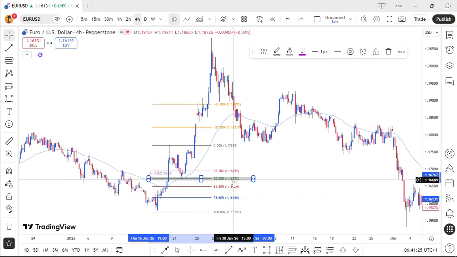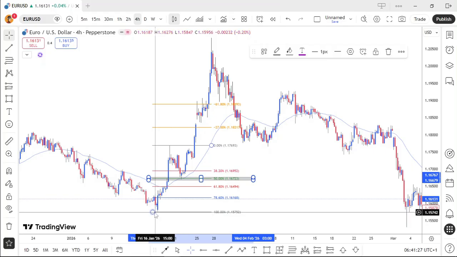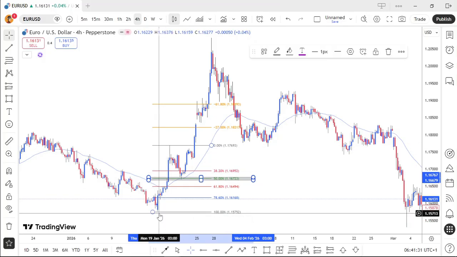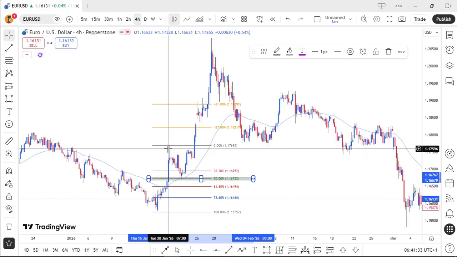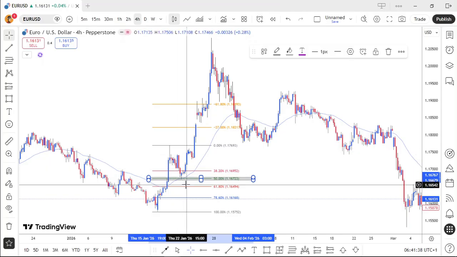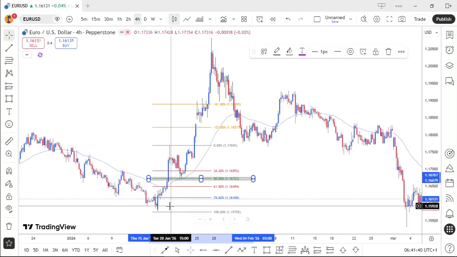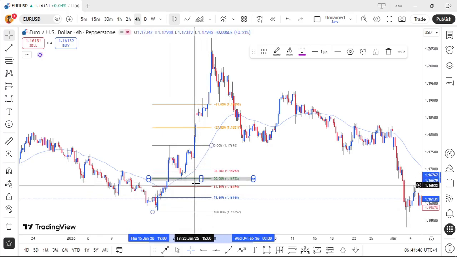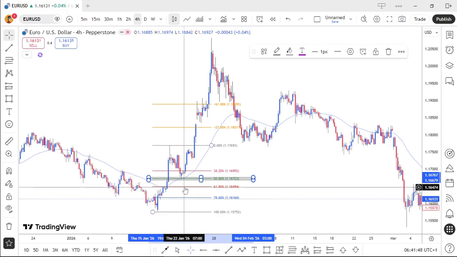So when drawing this Fibonacci, you just identify your swing low and identify your swing high on the trend. Then the Fibonacci levels will show you the potential reversal level of that pullback.